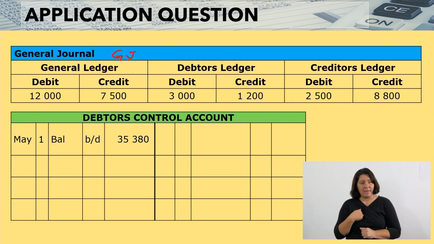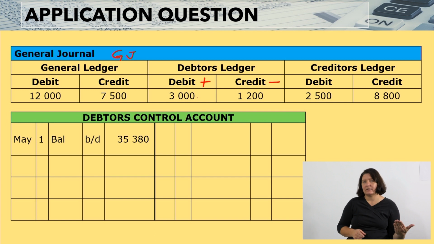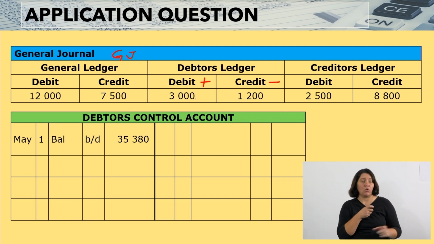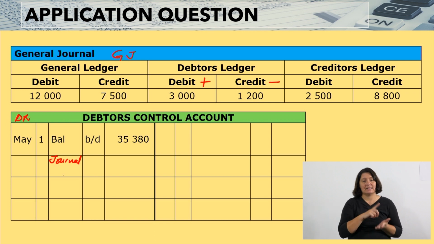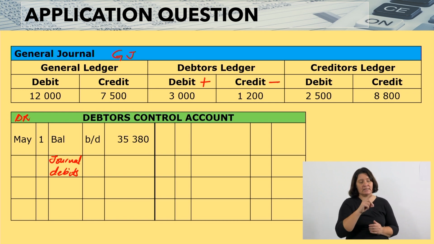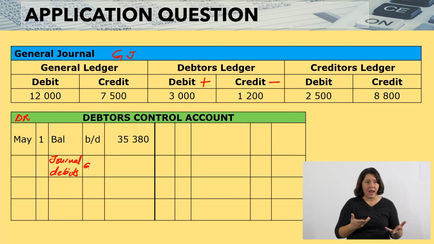And in the debtors ledger, I'm going to consider that my debit is a plus and my credit is a minus. So I will come now and say, what can be on the debit side of my debtors ledger? This is when we charge interest to our debtors. That means our debtors control account is going to increase. I will therefore come to the debit side of my debtors control account, and I will say journal debits. I'm posting this from the general journal. And the amount that I will bring is 3,000.